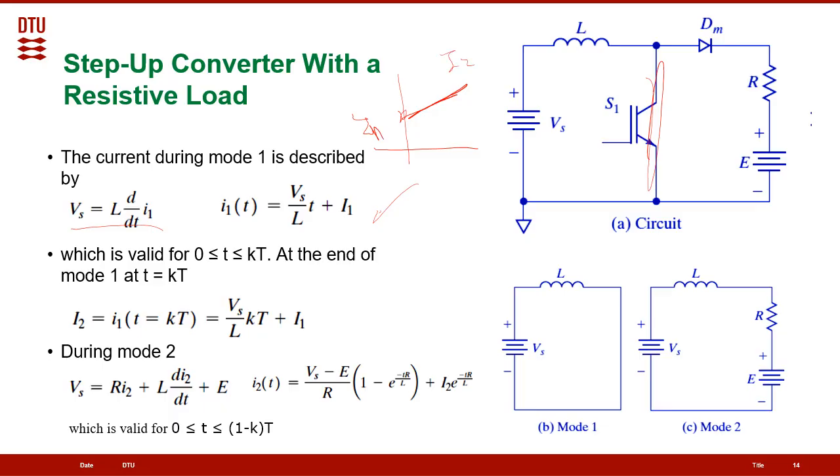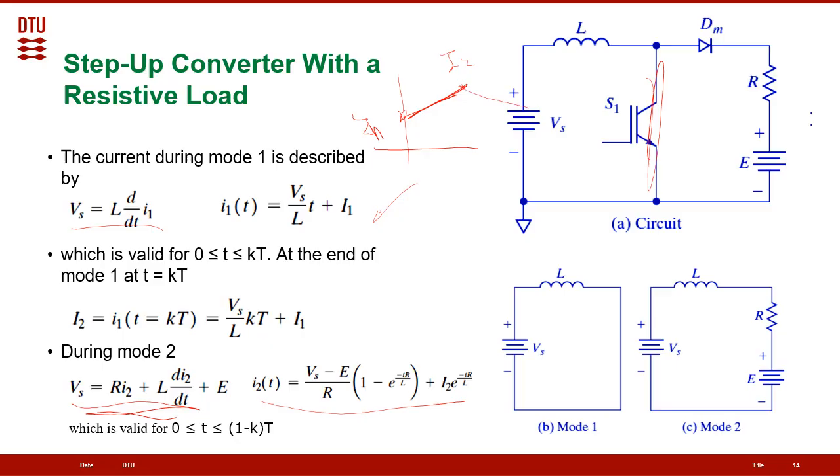And again, during mode 2, we will have Vs and we have E and R. So Vs will equal R times I2 plus L dI over dt plus E. And again here we should use Laplace transform, then we can get the expression for I2. The initial condition for I2 will equal I2, and at the end of this period, it should equal I1.